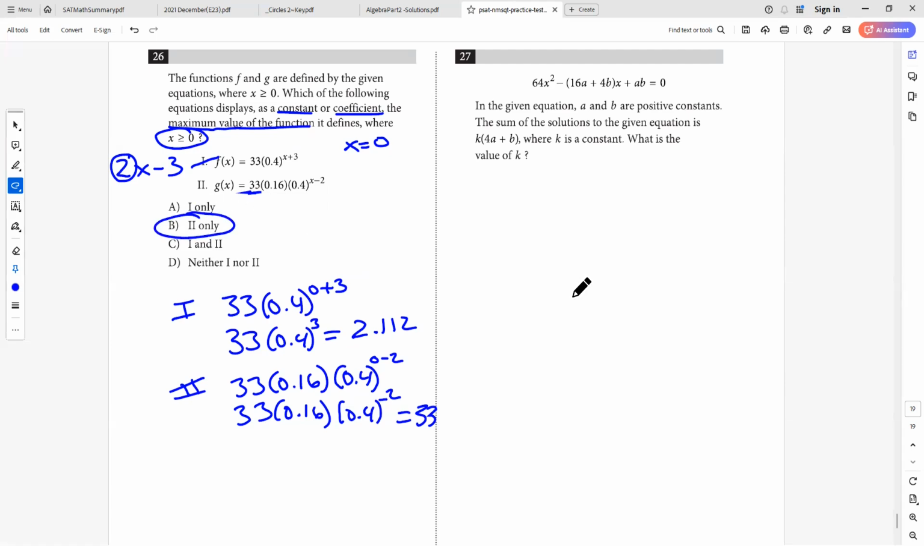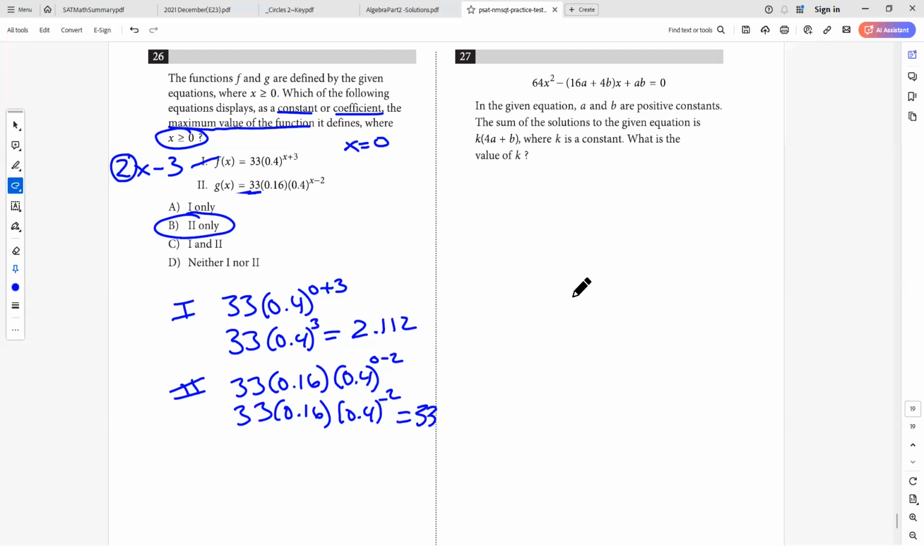Now the second one, we have 64x squared minus the quantity 16a plus 4b x plus ab equals 0. In the given equation, a and b are positive constants. The sum of the solutions to the given equation is k times the quantity 4a plus b, where k is a constant. What is the value of k?